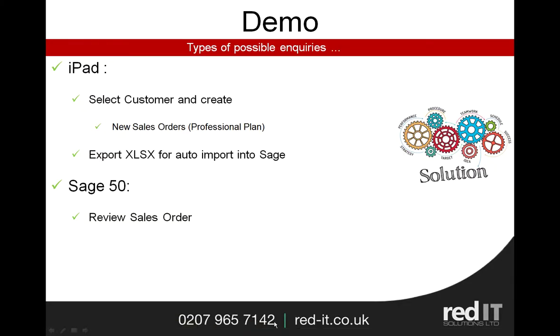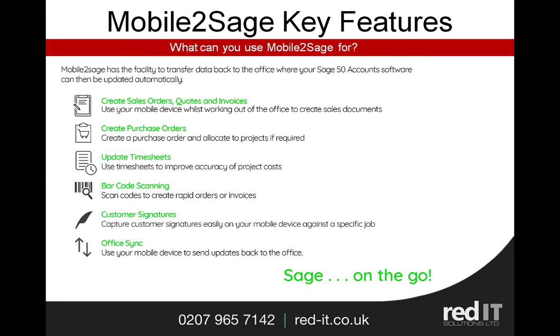So, to summarise, I went on the iPad, created an order, sent it to Sage, and looked at it in Sage, where it was automatically imported. So the key features of Mobile2Sage are that you can basically do anything that you would do normally day-to-day in the office on a remote iPad or iPhone or a browser. So you can create orders, invoices and things like that, as well as purchase orders.